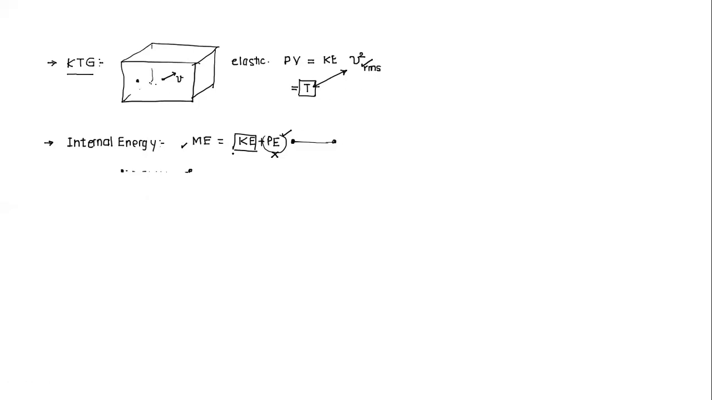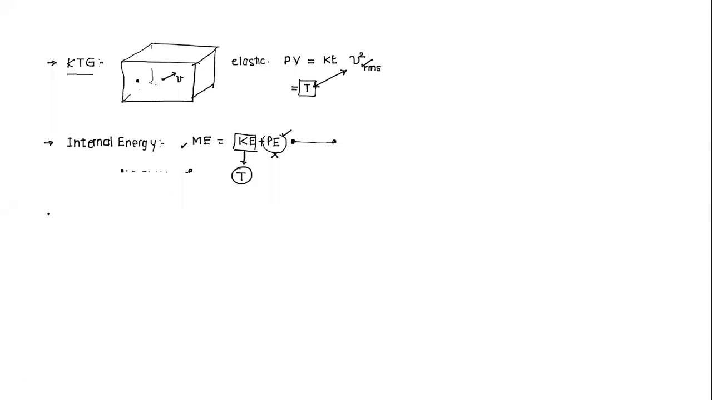So when we talk about internal energy, it is kinetic energy. Kinetic energy can be expressed in terms of VRMS. But we also said VRMS is related to temperature. So it relates internal energy to temperature. That's the outcome of the kinetic theory of gases.